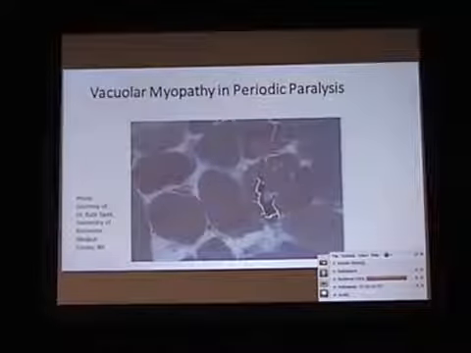And this is a kind of vacuole you might see. And on electromyogram, this is a big vacuole you can see.